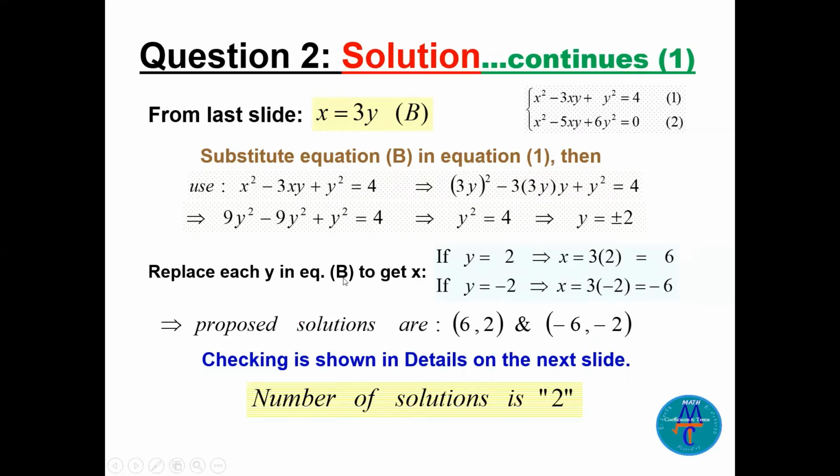If I replace this in B, so y is equal to, I go to equation B, I get x is equal to 6. If I put y equals minus 2, I get x equals minus 6. Now the proposed solutions are (6, 2) and (-6, -2), this is x and the y. So the number of solutions is 2, but you have to check.